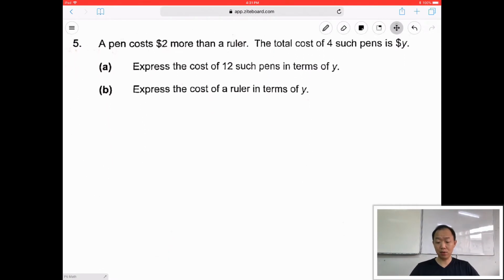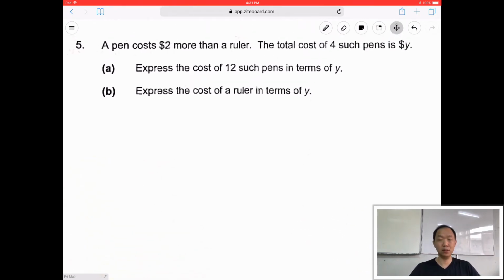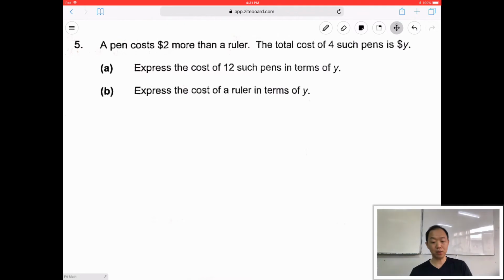Last year there were more algebra questions. No, actually it's about the same. So a pen costs $2 more than a ruler. The total cost of 4 such pens is $Y. So 4 of them is $Y.